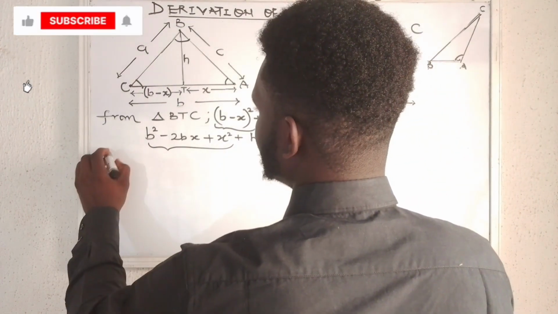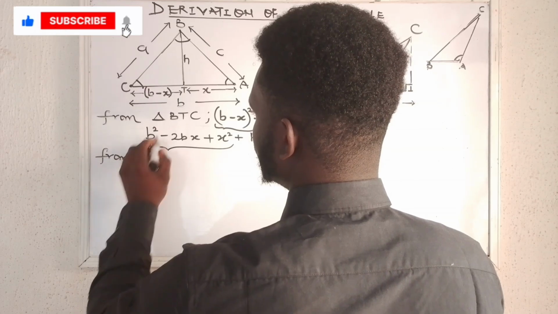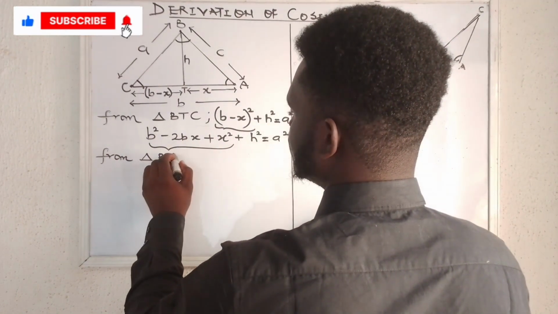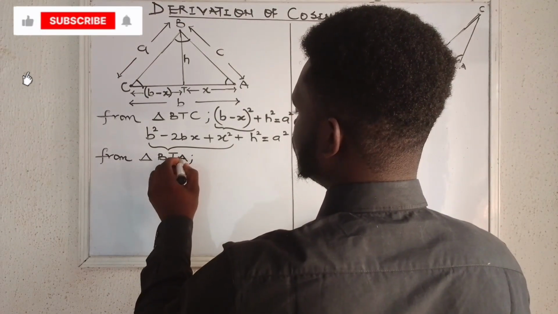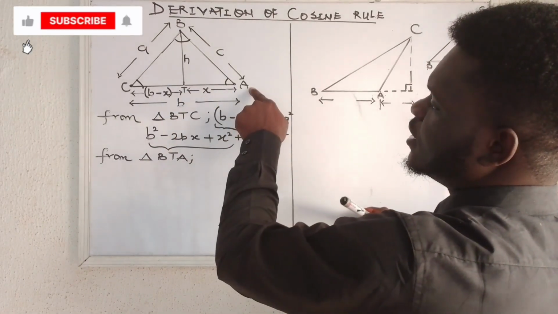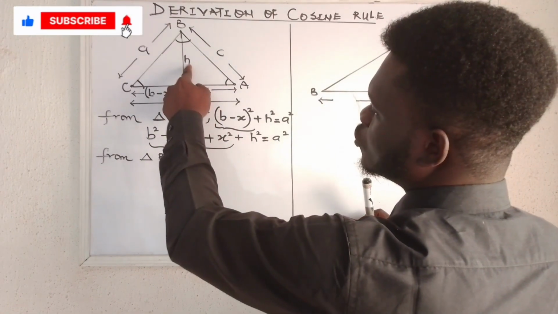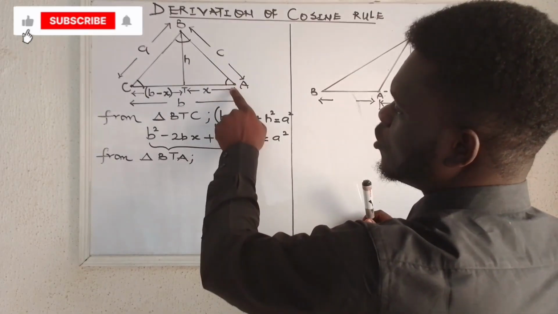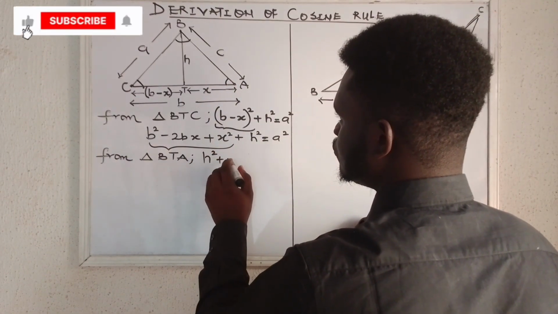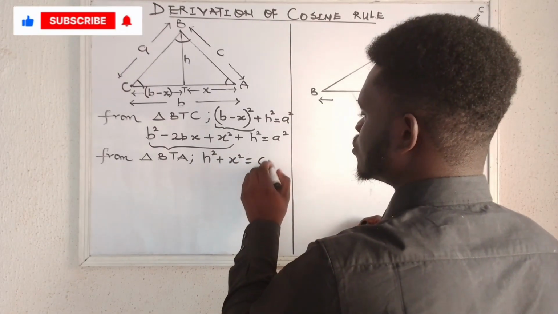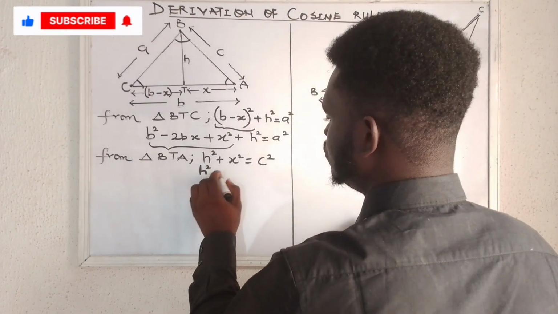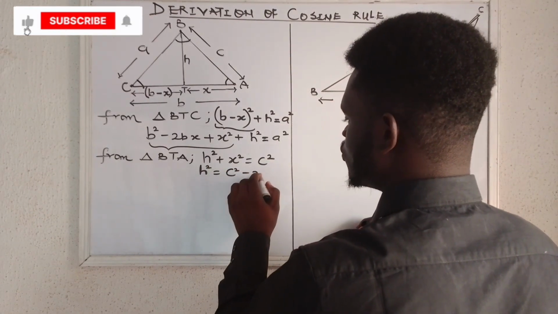Now, let's note also from triangle BTA, that is this triangle B, T, then A. Note that h squared plus x squared will also be equal to c squared because we are using this angle here. So we have h squared plus x squared must be equal to c squared. So making h subject of the formula here, h squared will be equal to c squared minus x squared.